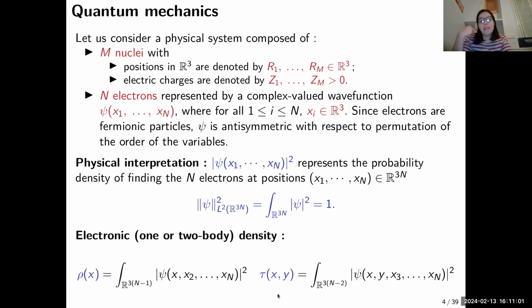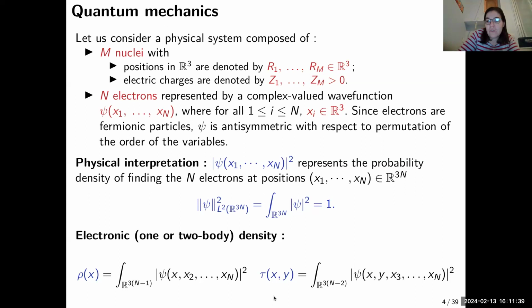And similarly, you can define what's called the electronic two-body density, this quantity rho 2 of x, y, x and y being two vectors of R3, which is also the integral of the squared modulus of the wave function integrated over all variables of the wave function except two vectors of R3. So in a nutshell, rho 2 of x, y encodes the two-body correlation effects within the set of electrons. Just keep in mind these two quantities that will be important in the sequel.